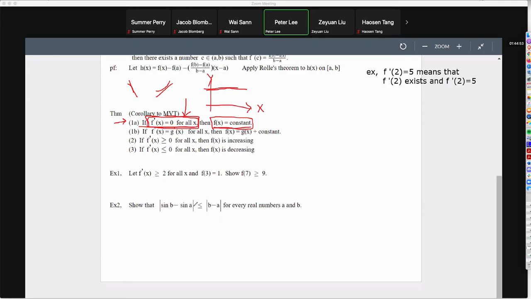However, here we are to show it algebraically. All of the proofs must be shown algebraically. Okay, how do you show this? f prime of x equals 0 for all x, we get it. So this is how we show it. Now, proof of 1a.